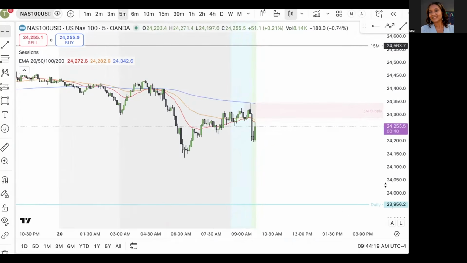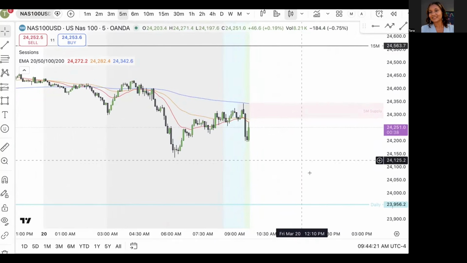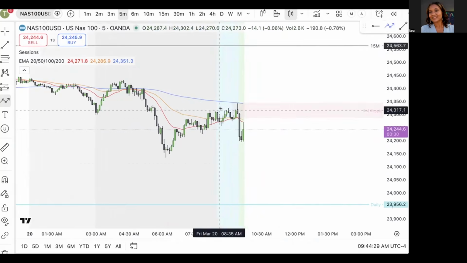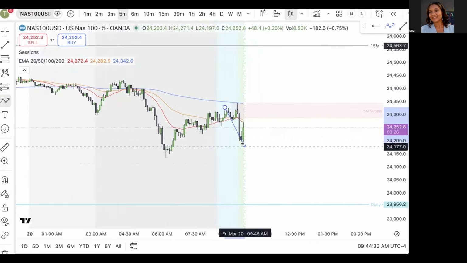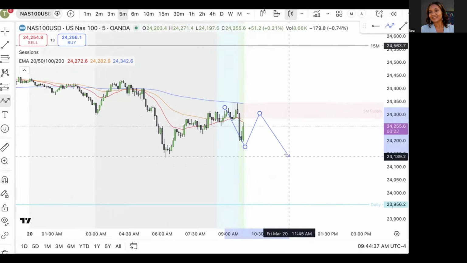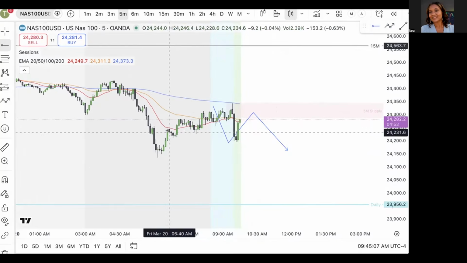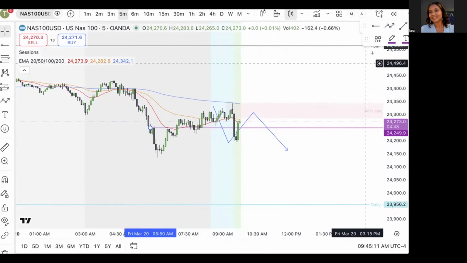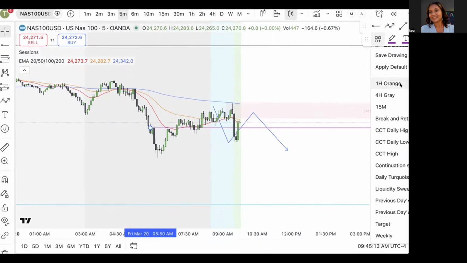And now we're waiting for price to enter into the supply and then give us a signal for a sell. Okay, and so we can use our path tool to recreate the path of price action. So we went down like this. We're expecting price to come back up and then continue downward. As price went down, we broke some levels here. So we just broke this area of support.